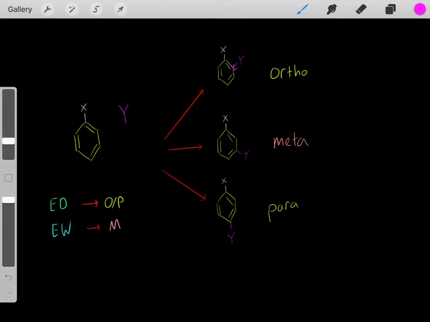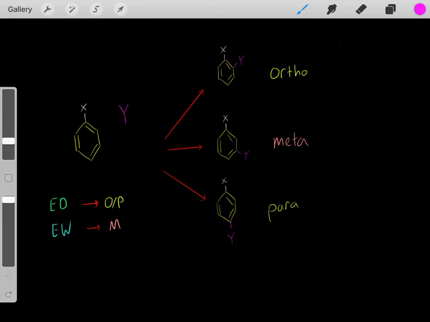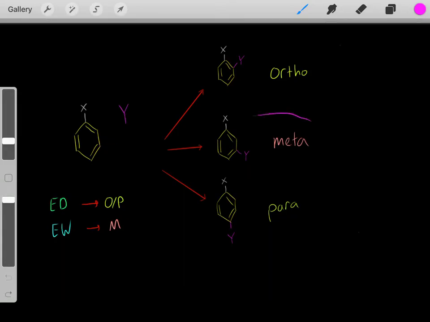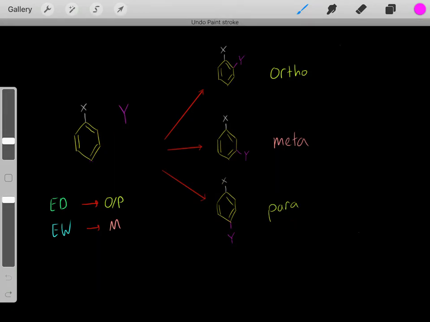Because this carbon is in the ortho position relative to this X compound. However, we could also add this Y compound on this particular carbon, and if we added it on this particular carbon, we would form this meta product. And this carbon is the meta position relative to the original functional group. We could also add this Y compound on this bottom carbon, and if we add it on this bottom carbon, we would form this para product, where this carbon is in the para position relative to this X functional group.